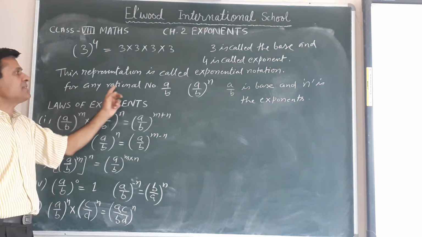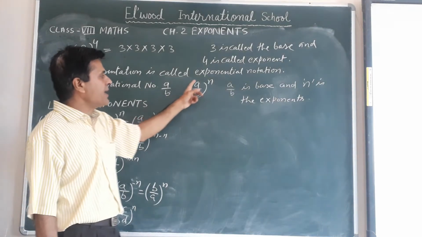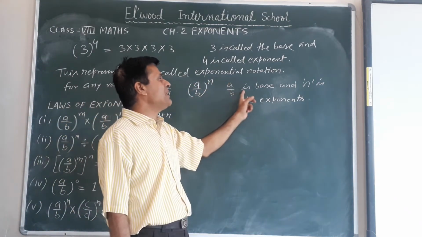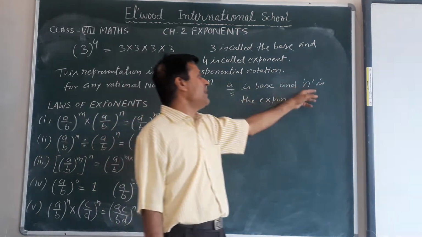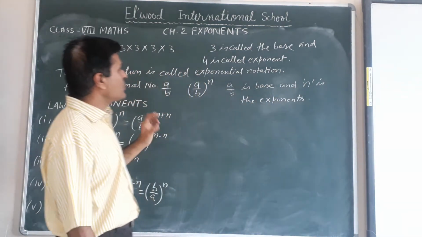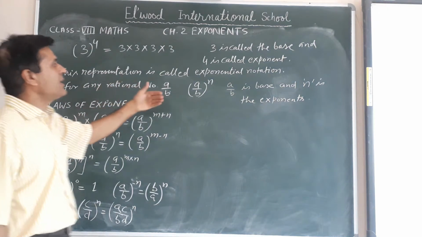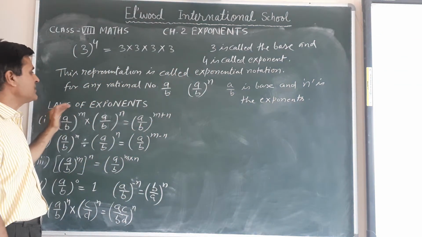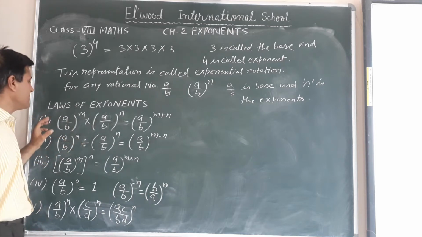And for any rational number a upon b, we can write (a upon b) raised to power n. Then a upon b is the base and n is the exponent. For solving problems related to exponential notation, we have some laws of exponents which are as under.